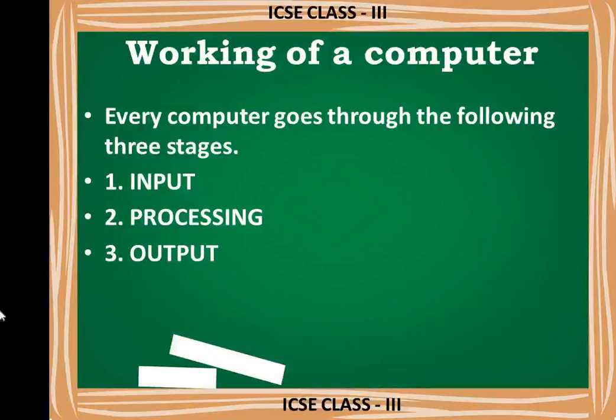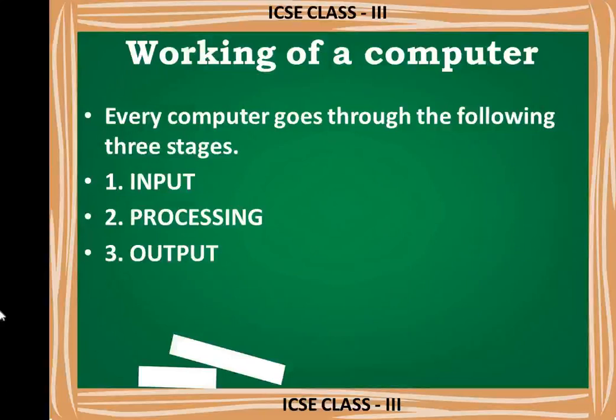The next point is processing. Processing means: in input we pass the instruction, and after entering data and instructions in a computer, the CPU works on the input to give us meaningful information. When the system takes that input, the processing is done in the CPU. The CPU processes that data to give a meaningful output. That is called processing.